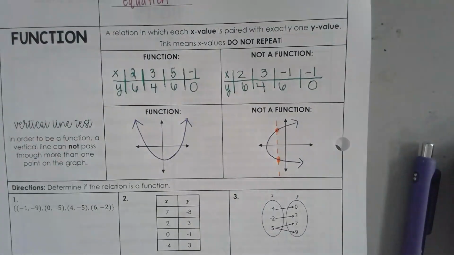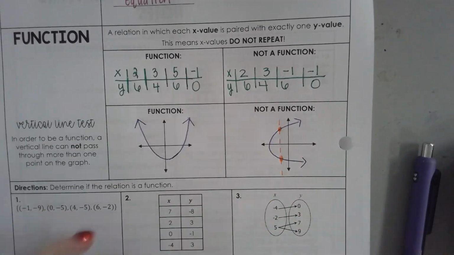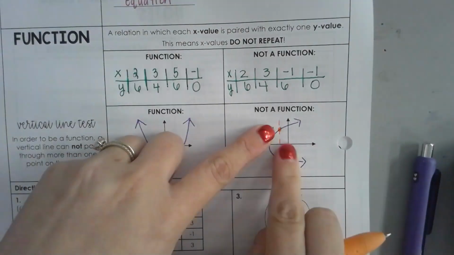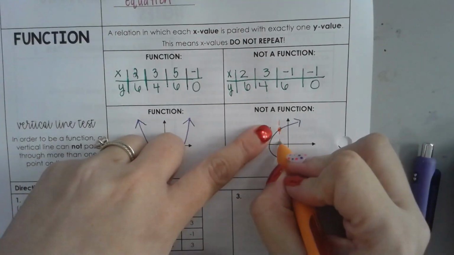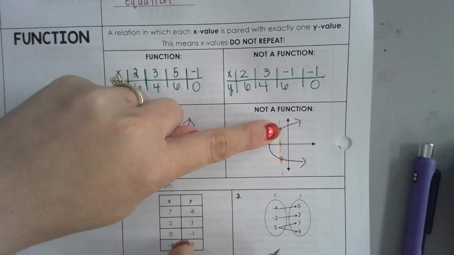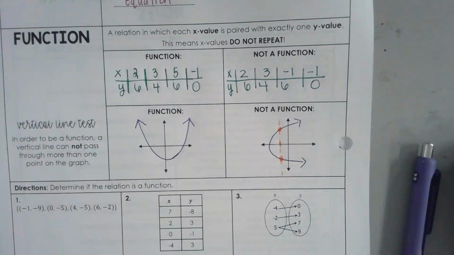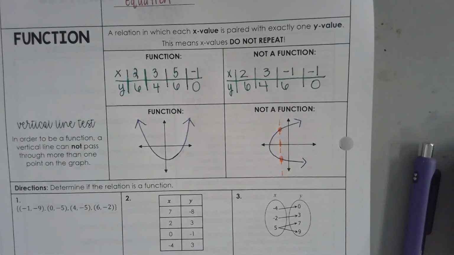See how a vertical line crossed through more than once. If it does that in any spot on my graph, it fails the test. It's not a function. Because if I were to think of what these ordered pairs would be, this right here is like -1. So this might be the point (-1, 2), (-1, -3). They would have the same x value. So that makes them not a function.